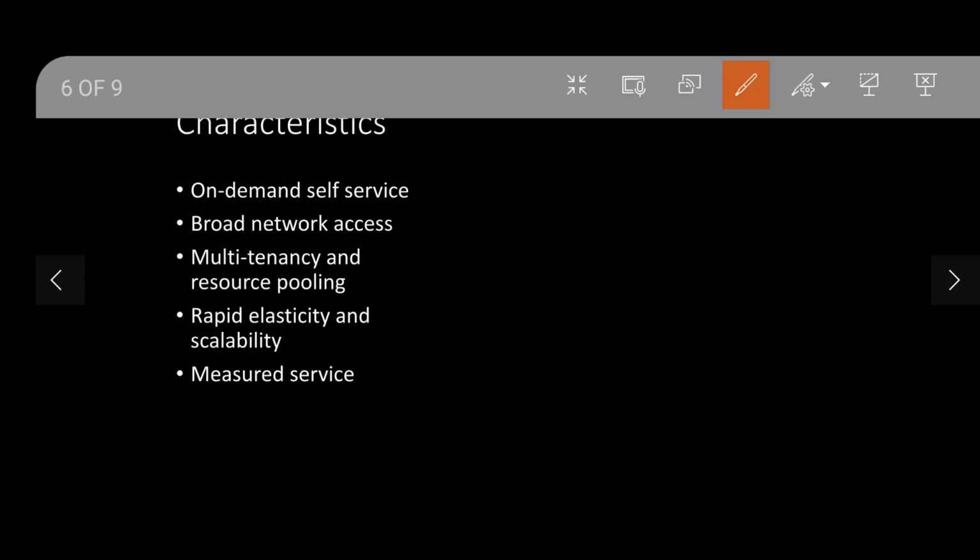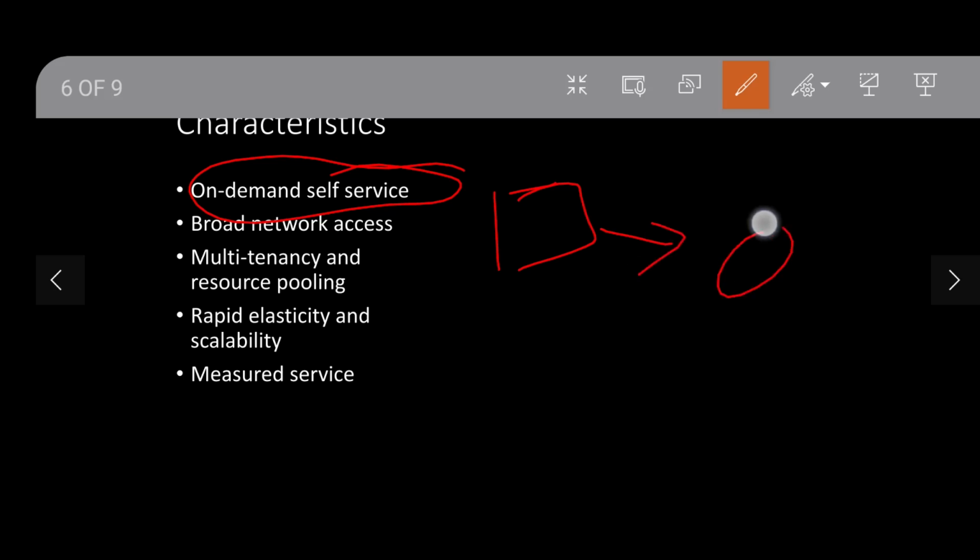Okay, we will look into the characteristics of cloud computing. On demand self service means whenever you require any processor, any operating system, any virtual machine, the cloud provides it. Whenever you require RAM or a processor, it will be available for you. Whenever you want to buy a PC, it takes certain days in the traditional method, while in cloud computing, whenever you need it, you will get it.